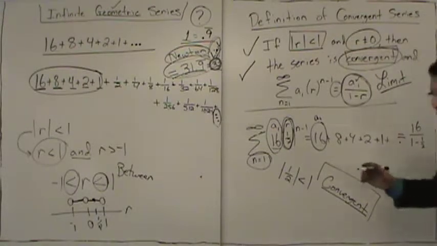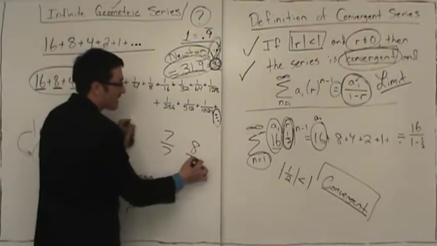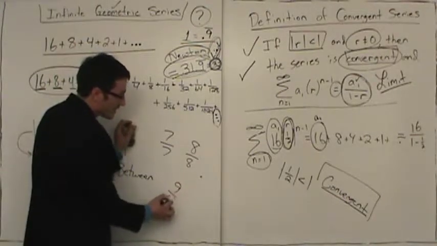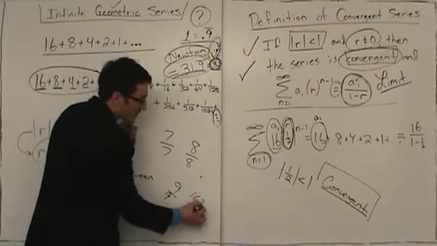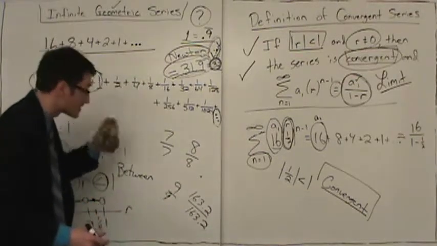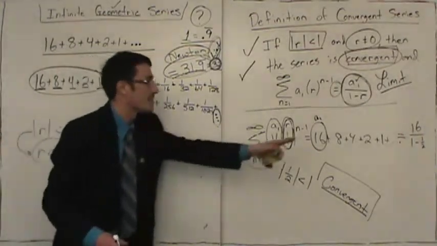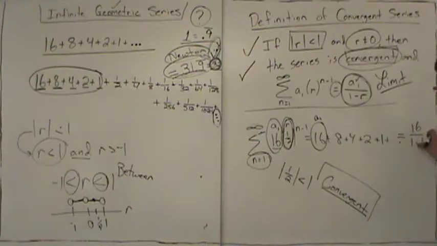So what is 1? Is 1 7 over 7? Yes. Is 1 8 over 8? Yes. Is 1 9 over 9? Yes. Is 1 163.2 over 163.2? Yes. How many forms of 1 are there? There's infinitely many forms of 1. We need a form of 1 that's going to have a common denominator with 2. So we're going to change the 1 to what? We're going to change the 1 to 2 over 2.